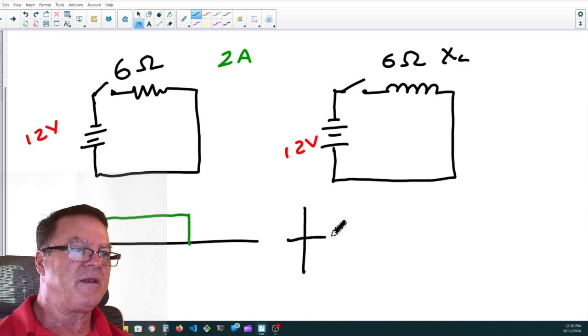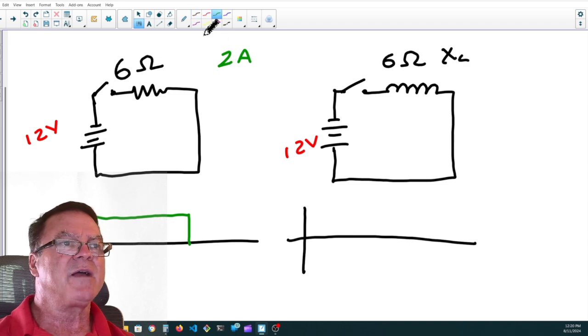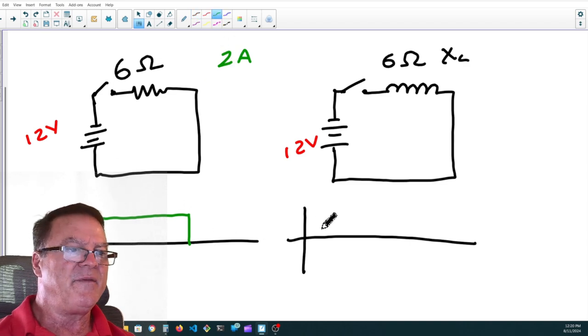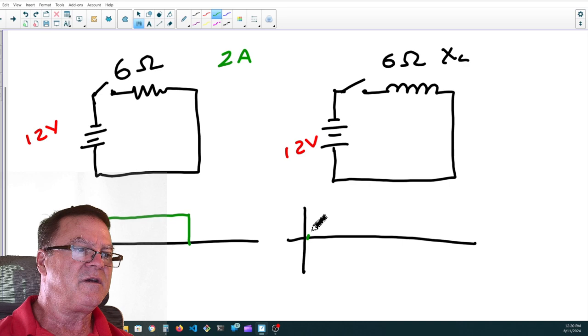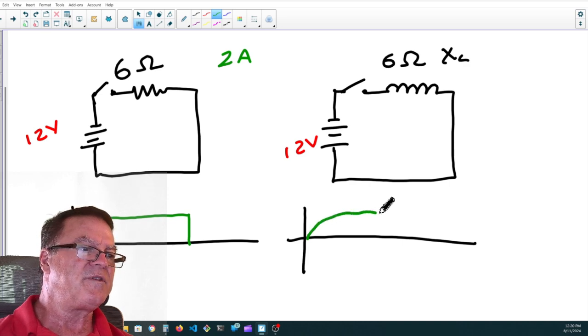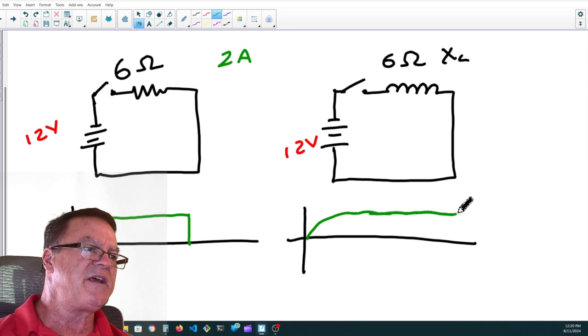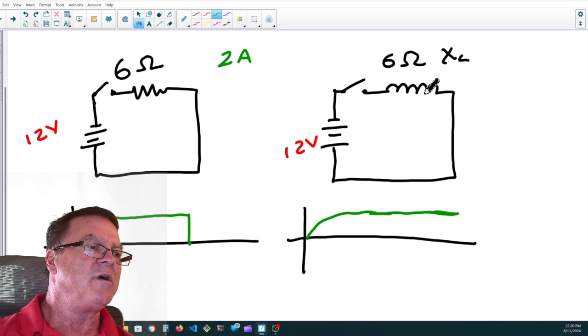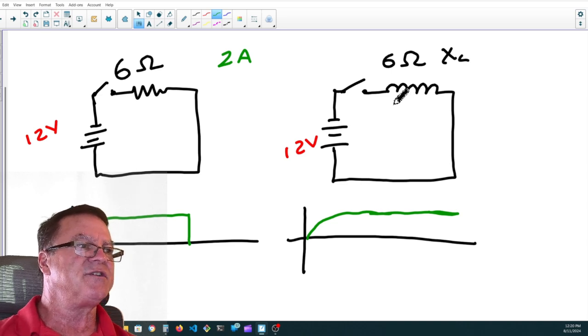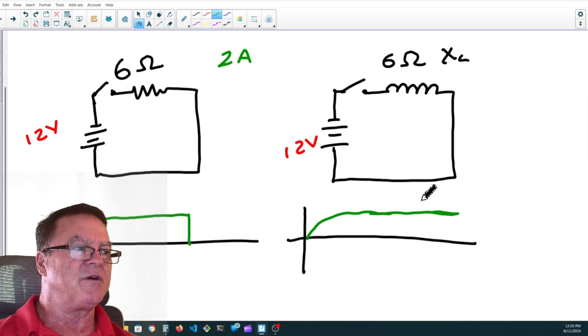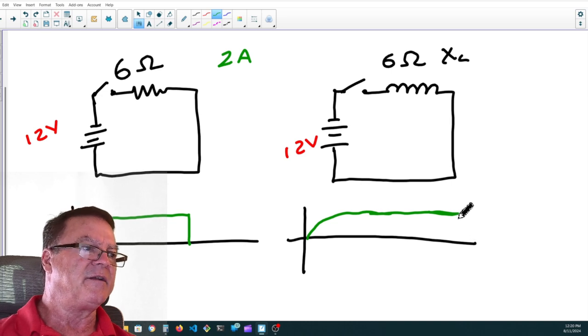But that 2 amps isn't going to look like this. That 2 amps is going to climb up to 2 amps. And then when it gets to a point where the 2 amps is steady, the inductor will not be opposing a change in current because the current is steady. And theoretically, when we open the switch, this current is going to fall back to 0.